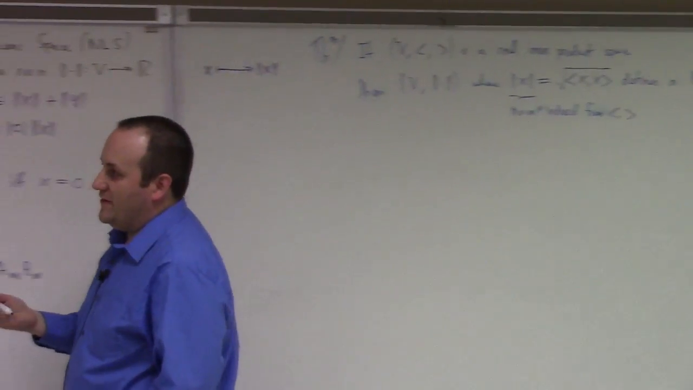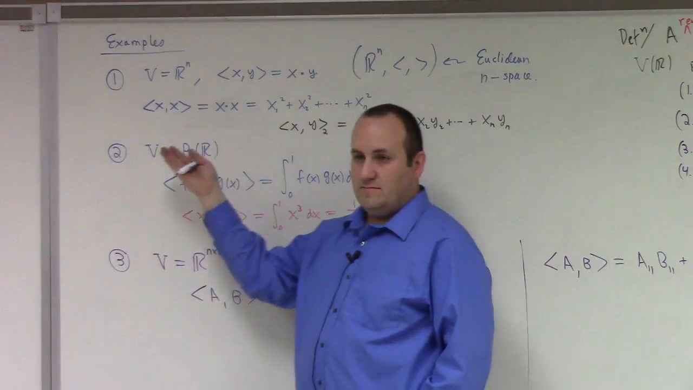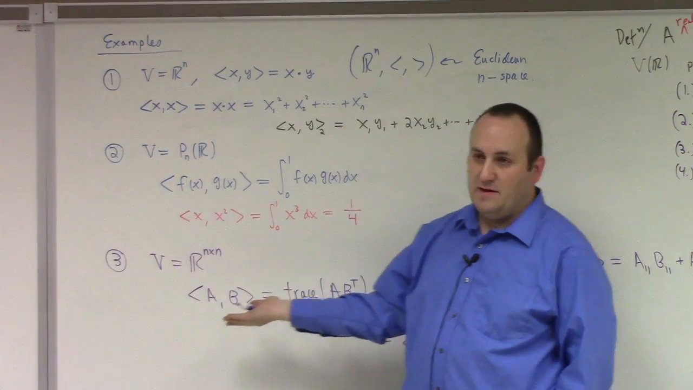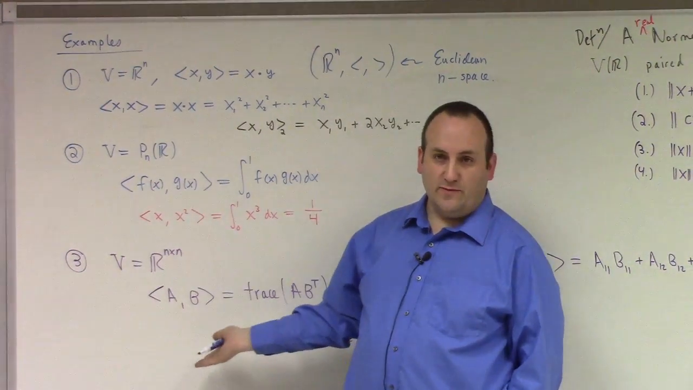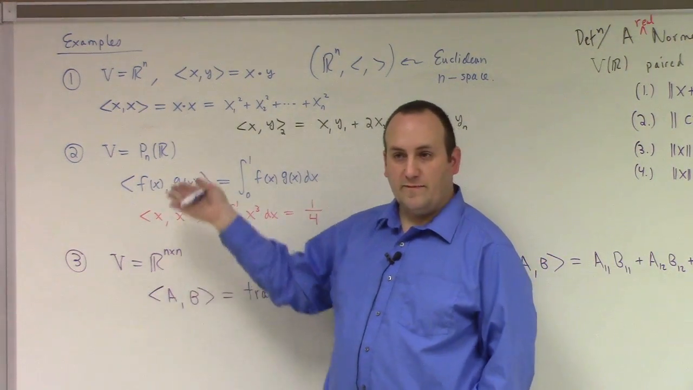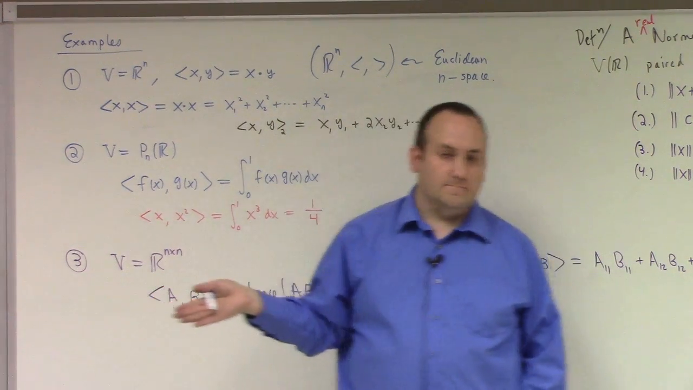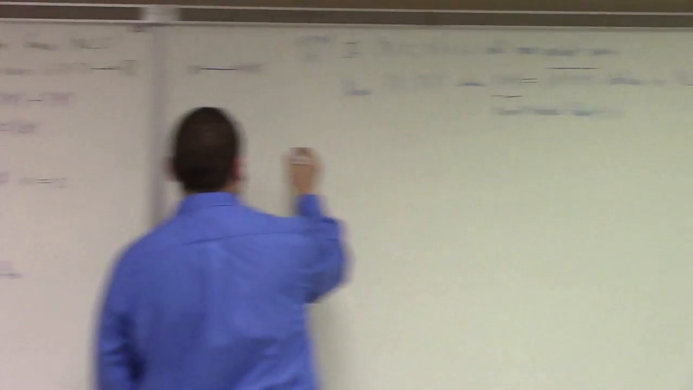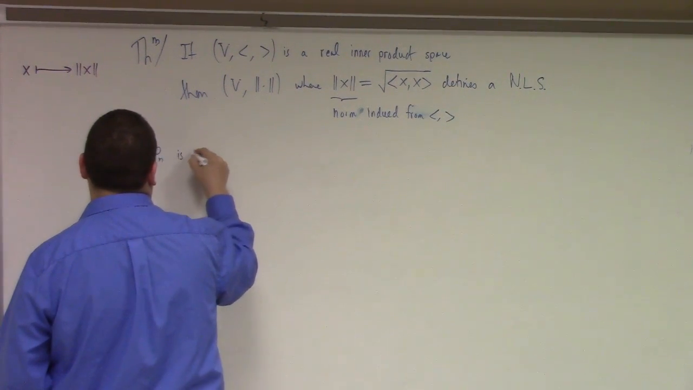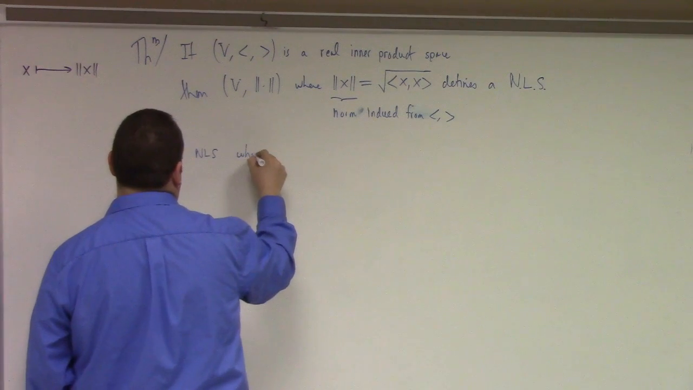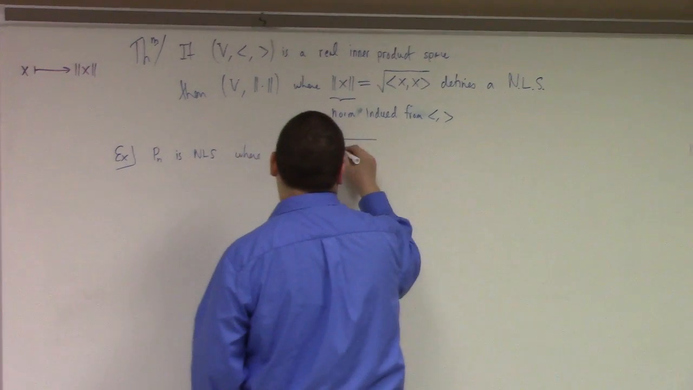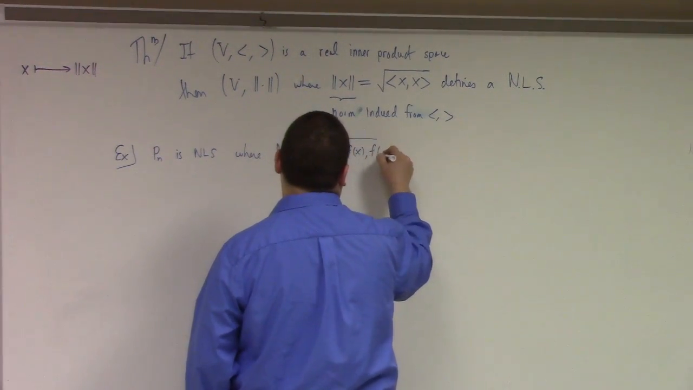What I'm trying to say is that Rn, polynomials, nth order polynomials, and even n by n matrices are all normed linear spaces, because we can just induce a norm from the inner product. For example, Pn is an NLS, where the norm of f of x is defined to be the square root of the inner product of f of x with f of x.